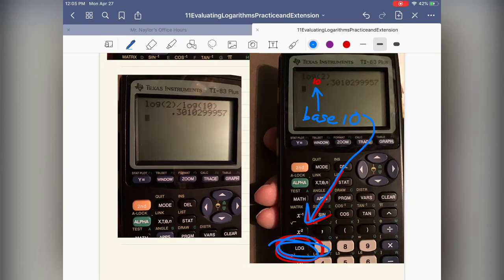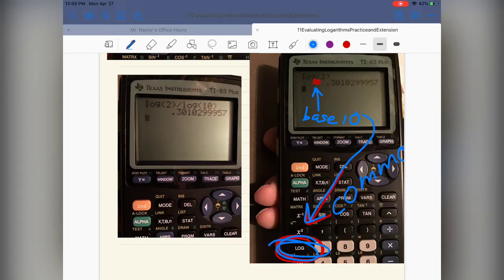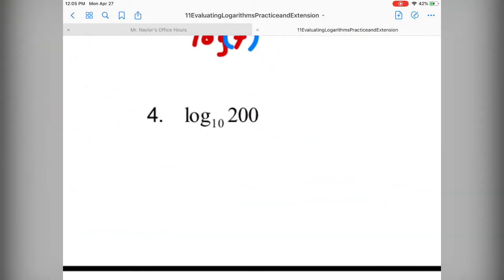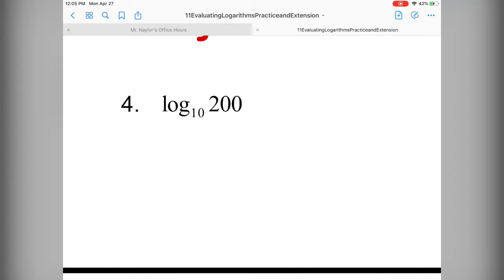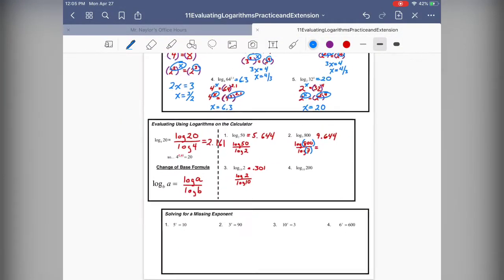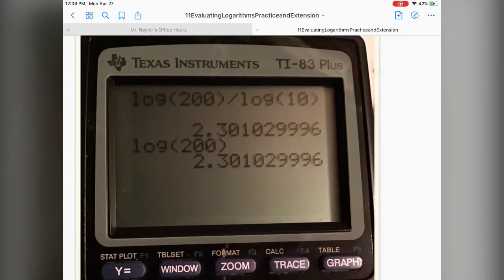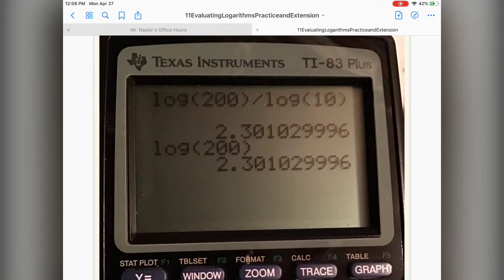It already is the base 10. We actually call that the common log. It's the common log because base 10 is the most common type of base to have. So how are you doing this last one? Are you just typing in the log of 200? Because the log of 200 is already going to be in base 10. And you'll end up with 2.3.